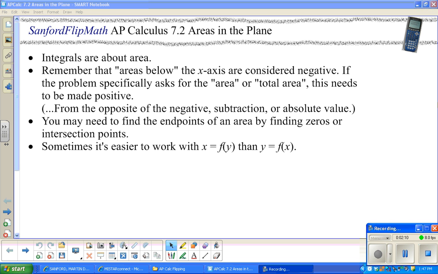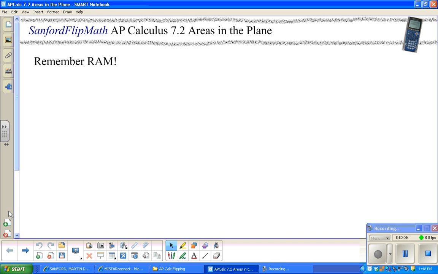Keep in mind also that as areas or regions are designated, sometimes you might have to find the endpoints for your integrals by finding zeros or intersection points on a graph. And something new that we will add in is that sometimes it's easier to work with x equals instead of y equals. Sometimes you have to break up y equals a bunch of times, where you can save yourself some work doing x equals. Okay, so with that said, we're going to look at just a quick little note here.